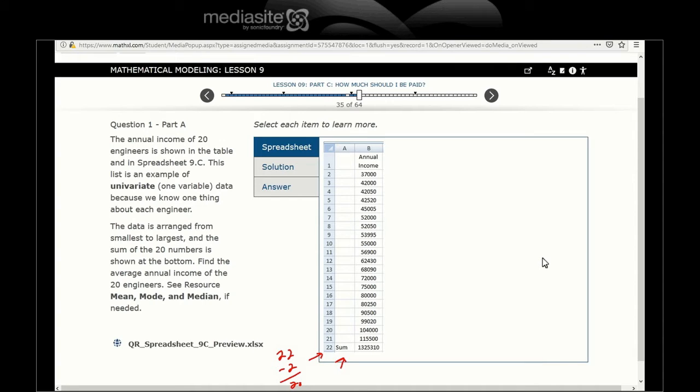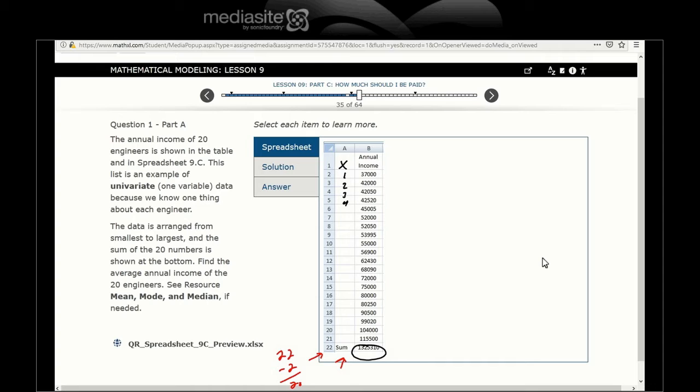We could have included, like an x or n, and it'd be 1, 2, 3, 4, with each number basically equating to an engineer. Engineer number 1, 37,000. Engineer number 2, 42,000. Engineer number 3, 42,050, and so forth, from low to high. Find the sum. Okay, we have the sum.